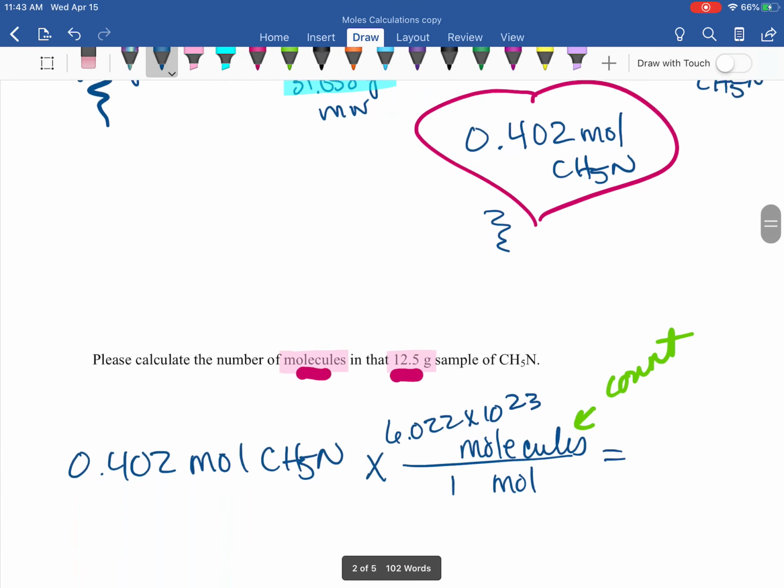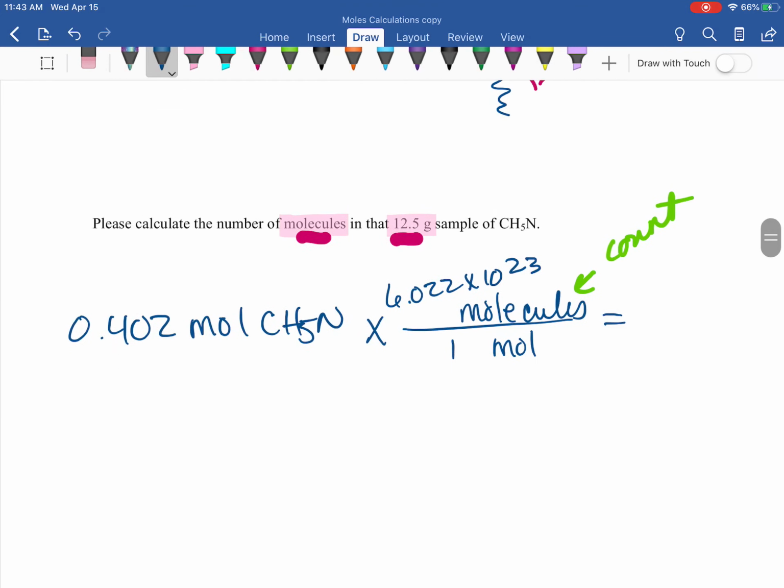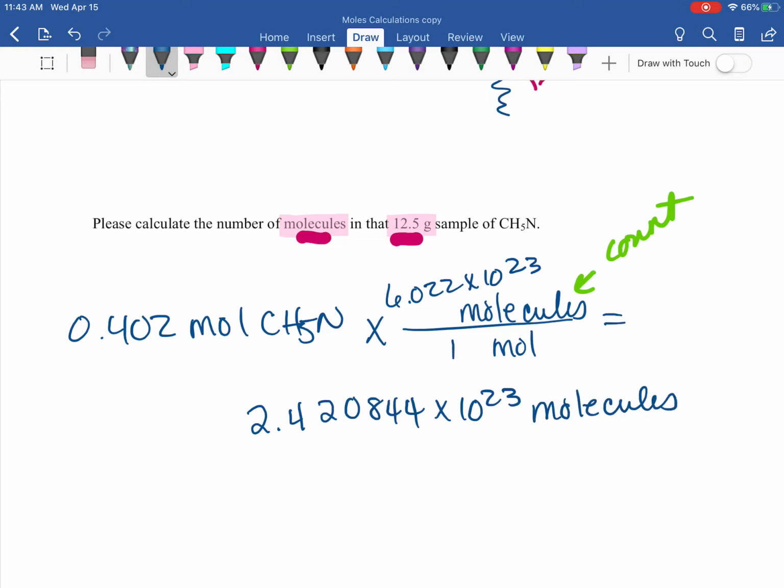All right, I am getting, let's write out, oh, what did I do? I hope I didn't erase everything. There we go. All right, I am getting 2.420844 times 10 to the 23rd molecules of CH5N.